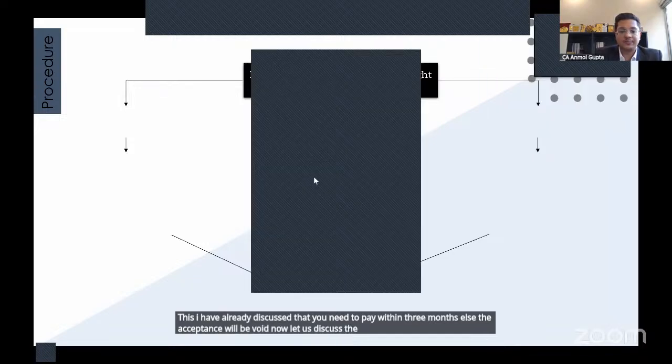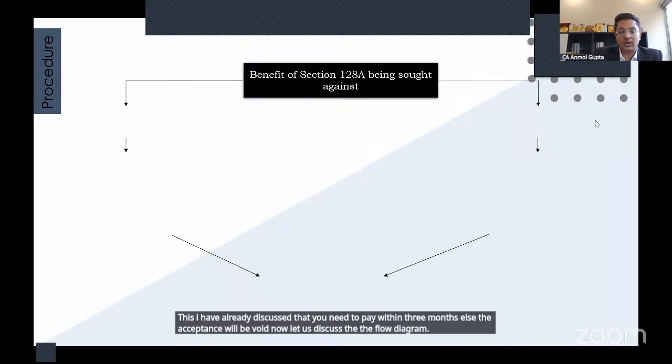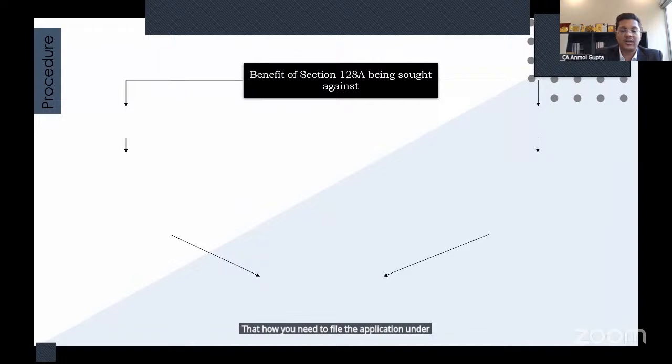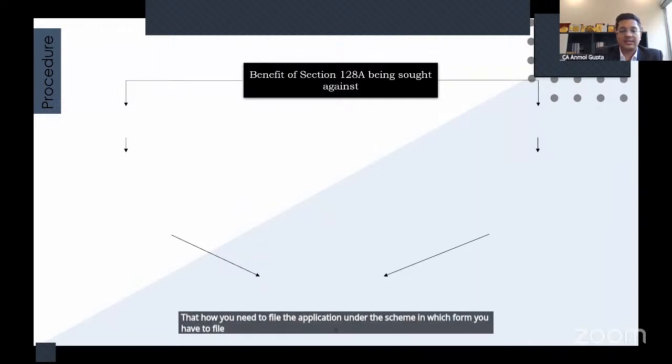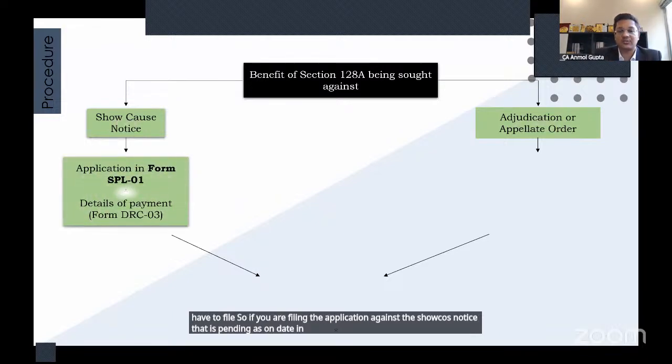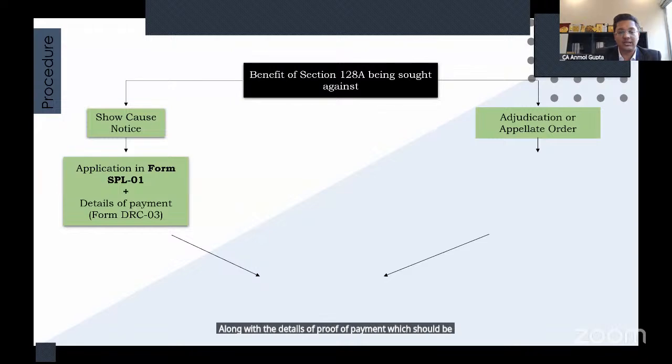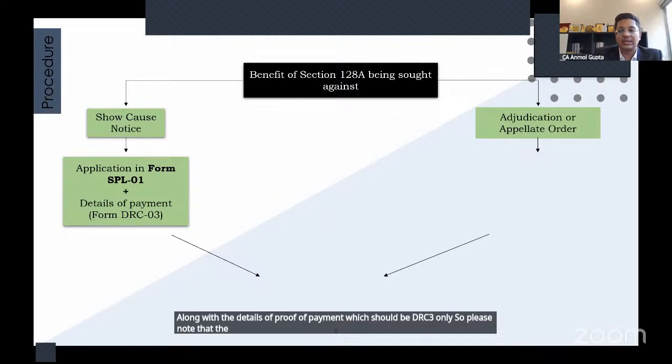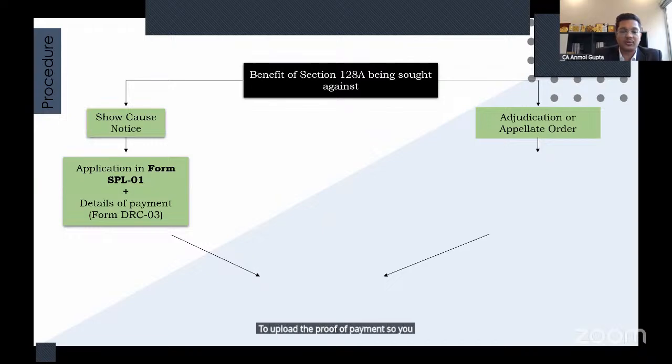the flow diagram, that is how you need to file the application under the scheme, in which form you have to file. So, if you are filing the application against the show cause notice that is pending as on date, in that case, you need to file the application in form SPL 01 along with the details of proof of payment, which should be DRC 3 only. Please note that the proof of payment will only be DRC 3, it cannot be any other mode. You have to pay only through DRC 3 and furnish the proof to the government along with SPL 01. While filing SPL 01, there is a column to upload the proof of payment, so you have to upload the proof of payment as DRC 3.